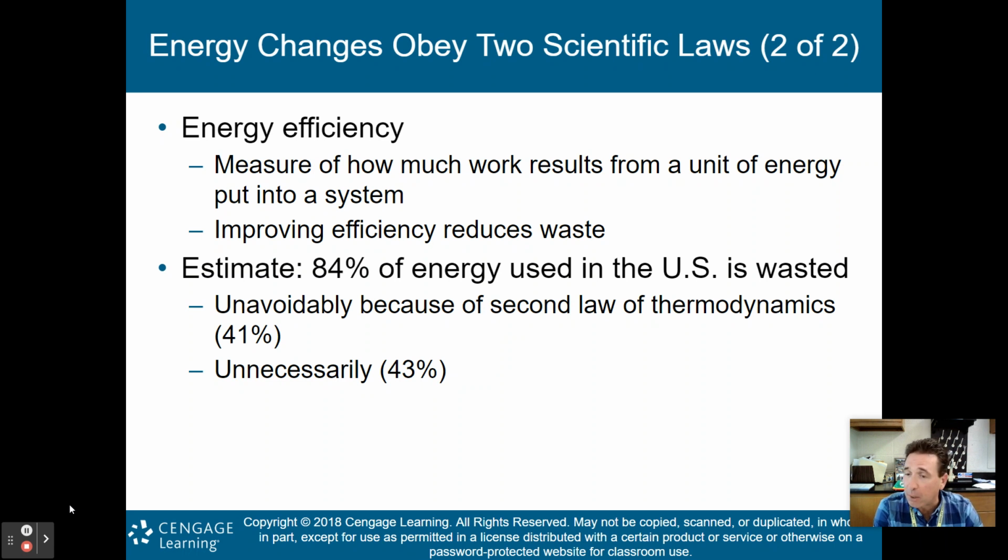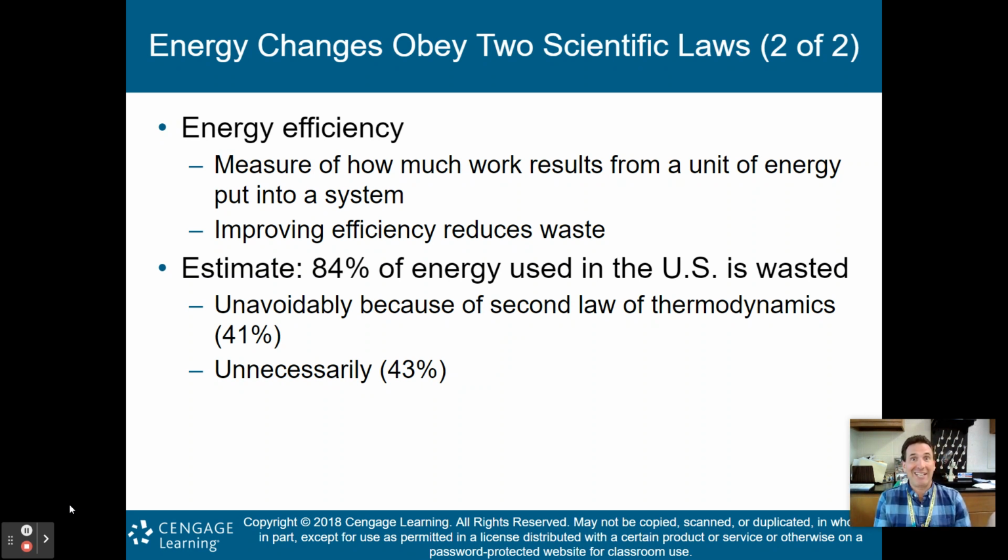41% is unavoidable because of that second law of thermodynamics. However, 43% of that number is unnecessarily wasted. So think about it. If we can get rid of that 43%, all of a sudden now we're saving all this energy, which could mean less use of fossil fuels to make the energy because we'll need less because we're not wasting as much.